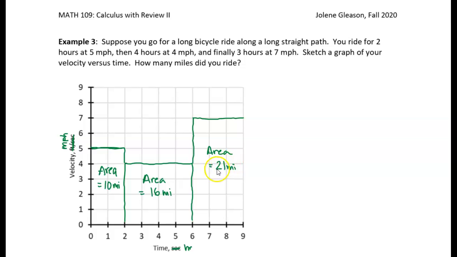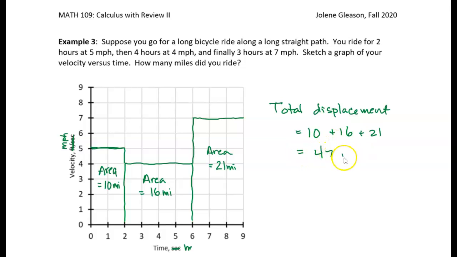So if we want to find our total displacement, let me write that down, total displacement from our starting point, we're just going to add up those distances. We're assuming that we're going in the same direction the whole time. So it would be 10 plus 16 plus 21. So I get a total of 47 miles that we rode.